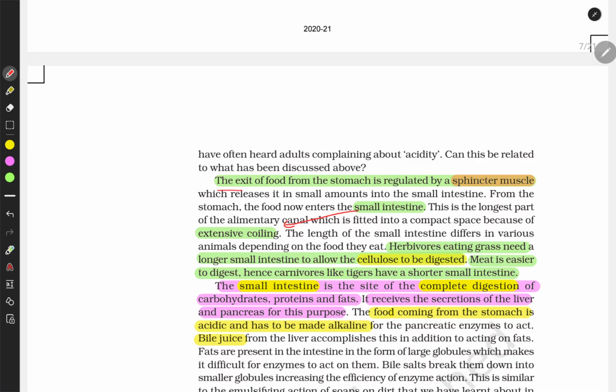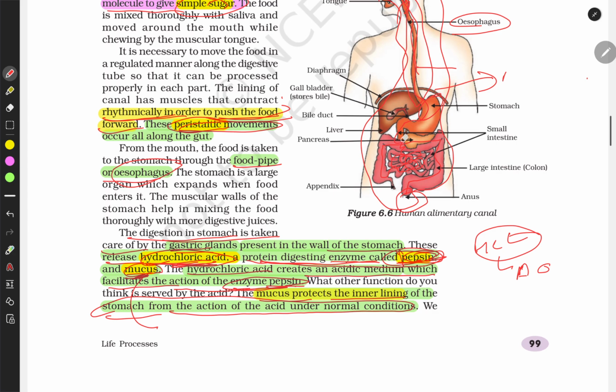After the stomach, the exit of food from the stomach is regulated by the sphincter muscle. Here we have a sphincter muscle, and this controls how much food from the stomach enters into the duodenum, which is the initial part of the small intestine.